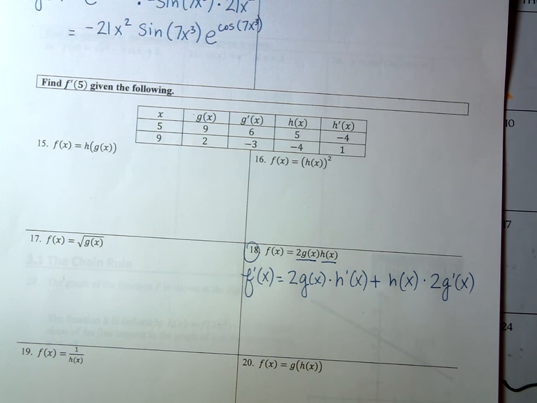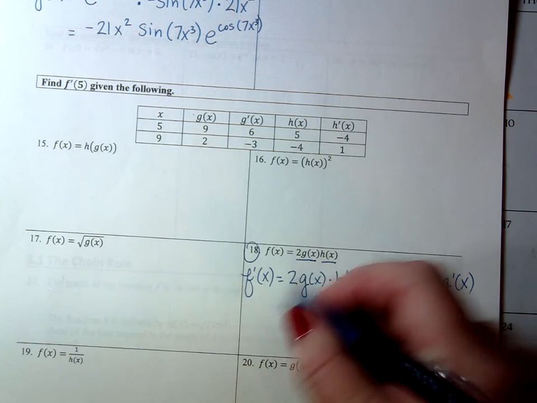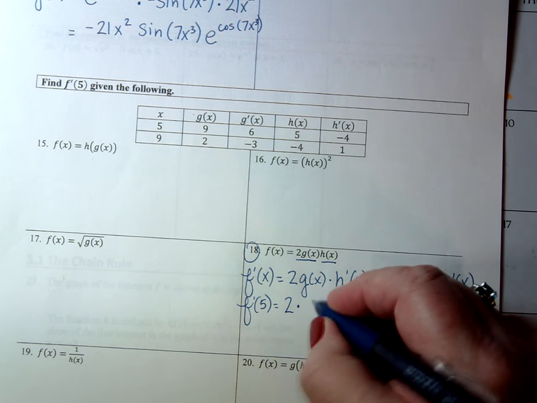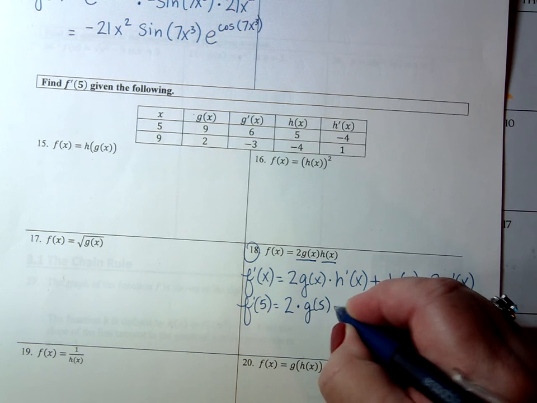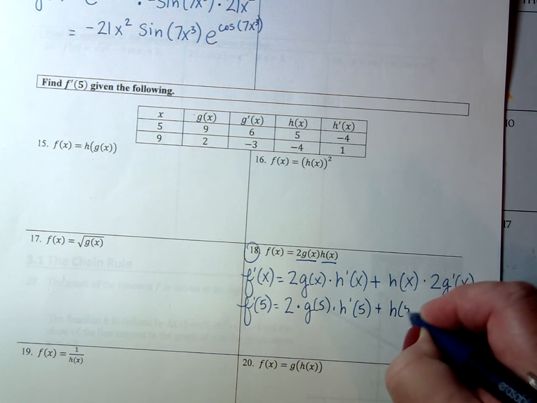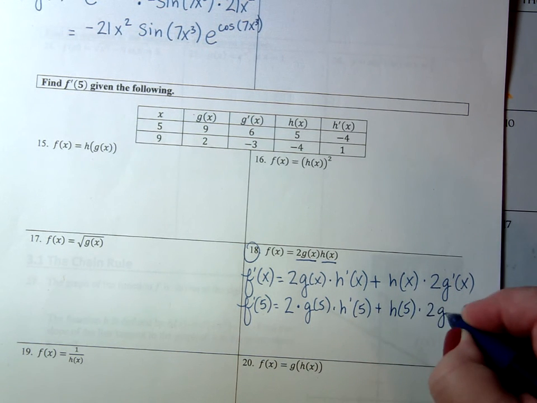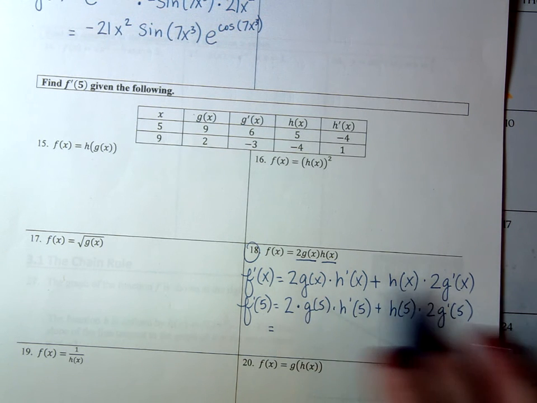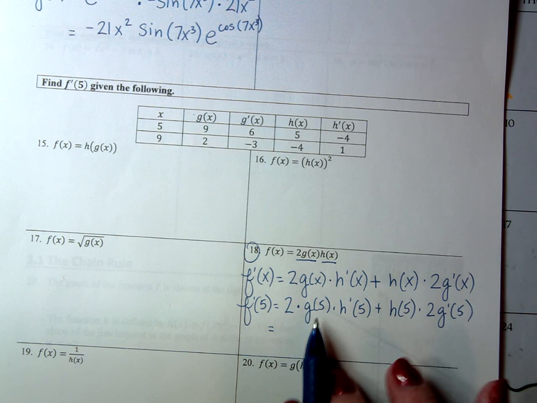Now we want to know, according to the directions, what it is for f prime of 5. So f prime of 5 is 2 times g of 5 times h prime of 5 plus h of 5 times 2g prime of 5. And I'm ready for the chart. By the way, you can skip this first step that I'm showing. Excuse me, go directly to the second step. That would be okay too.